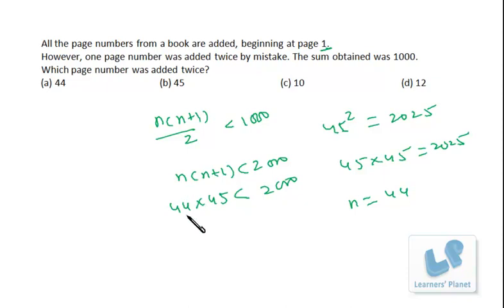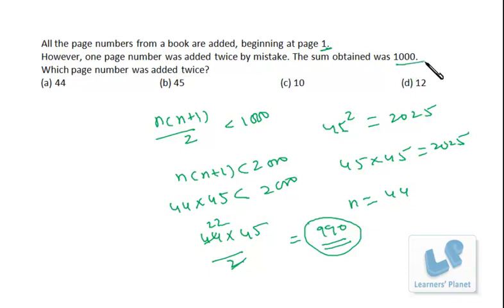Now if n is 44, that means we have to find out the sum of the first 44 natural numbers. So the first 44 natural numbers' sum is 44 into 45 by 2, that is 990. Okay, so the actual sum is 990 and we are getting 1000. That means number 10 is added extra. Okay, that means it is added twice. I hope you are clear.